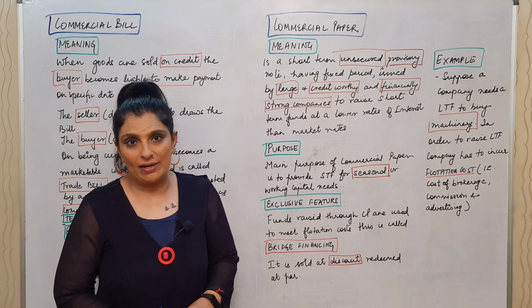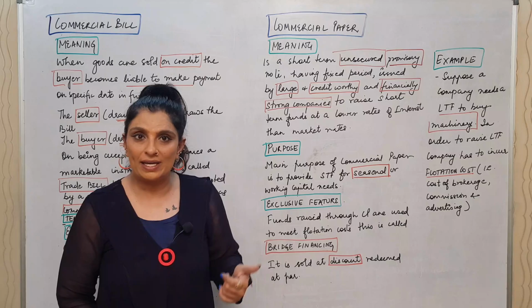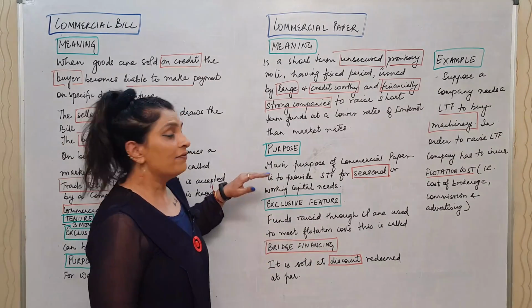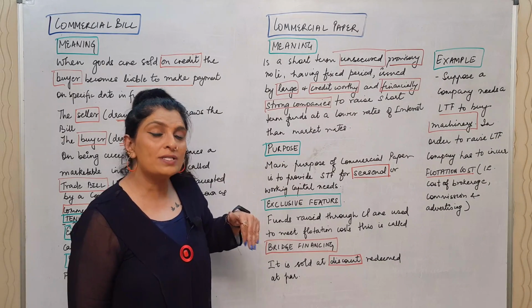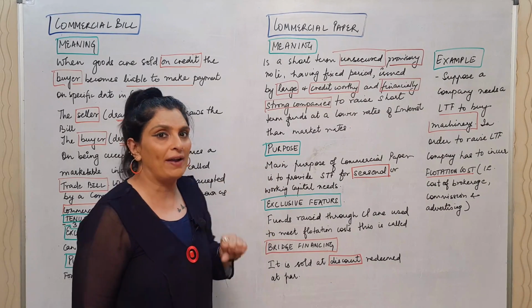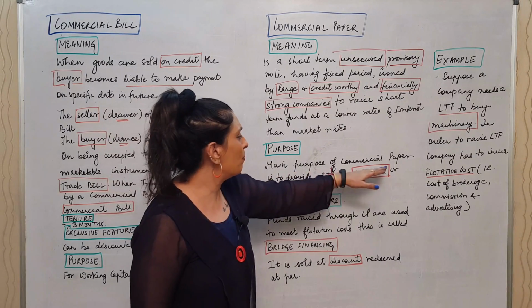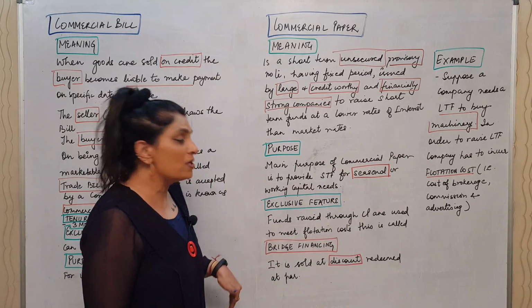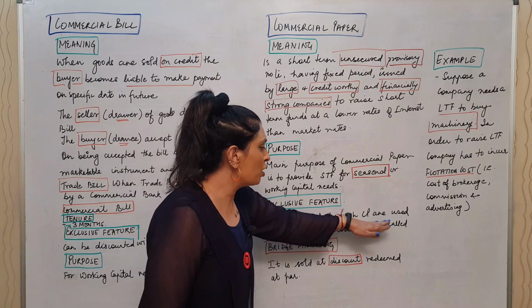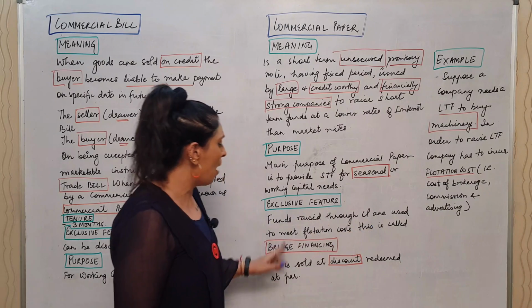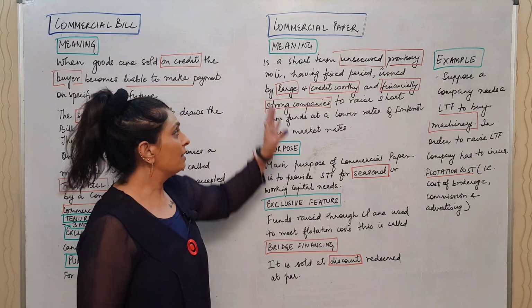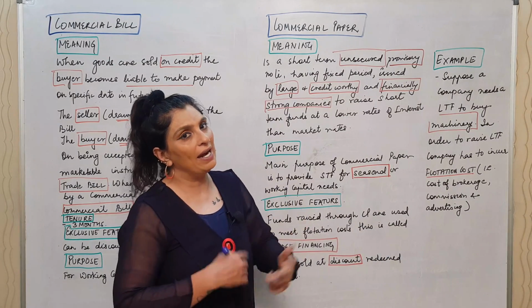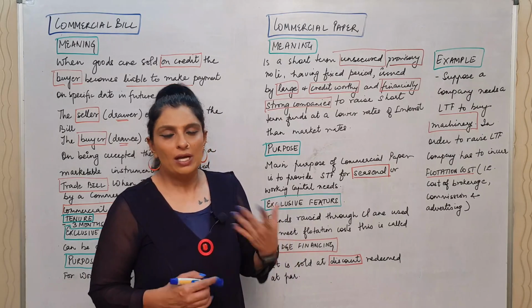What is the purpose behind raising this fund? The purpose is, like I told you, working capital requirement or sometimes to meet the flotation cost. That flotation cost financing is known as bridge financing. So the main purpose of commercial paper is to provide short-term funds for seasonal or working capital needs. An exclusive feature is funds raised through commercial paper are used to meet flotation costs. This is called bridge financing, and of course these are also sold at discount and redeemed at par.